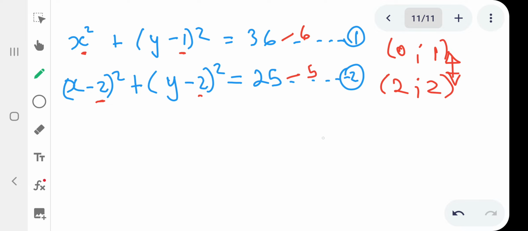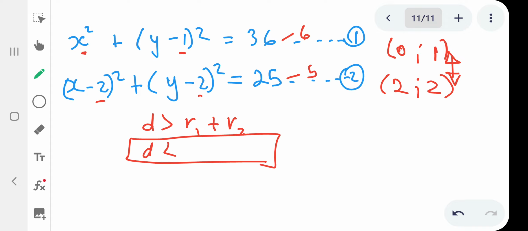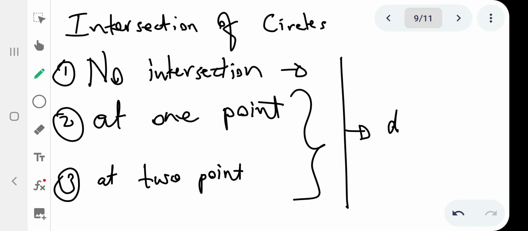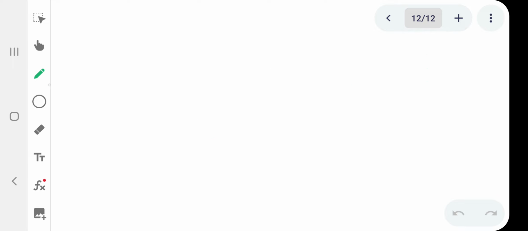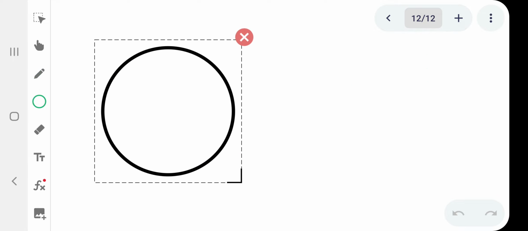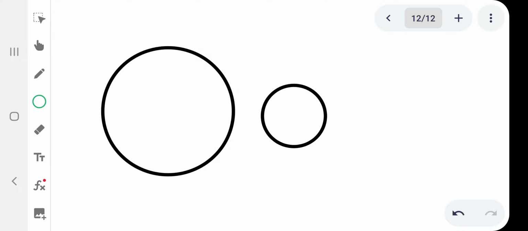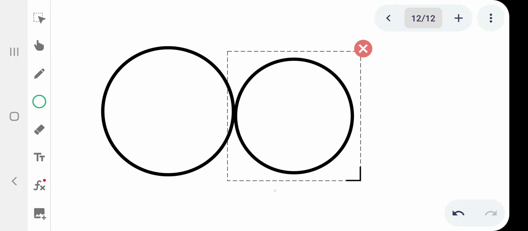So you must calculate the distance. If you find that the distance is greater than the summation of the two radii, then it means there is no intersection. But if the distance is less than, it means there is at least an intersection. So then we prove it and see whether they intersect or not. So that was scenario number 1. And then scenario number 2, where the circles intersect at one point. So we have two circles intersecting at that point.